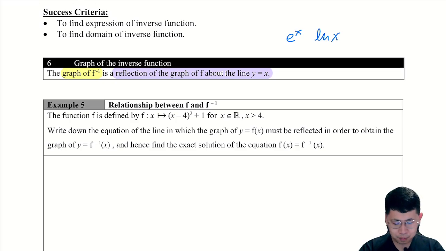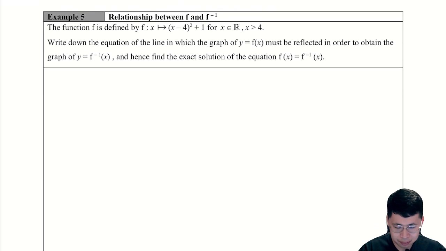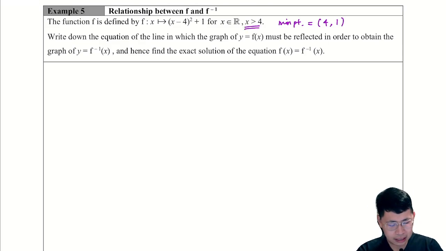Now let's take a look directly at this example 5. The function f is defined by this, and because they already give us the completed square form, or the vertex form, this is a minimum graph, a smiling graph. The minimum point that we can obtain is (4, 1). Just nicely, the domain here is also x greater than 4.